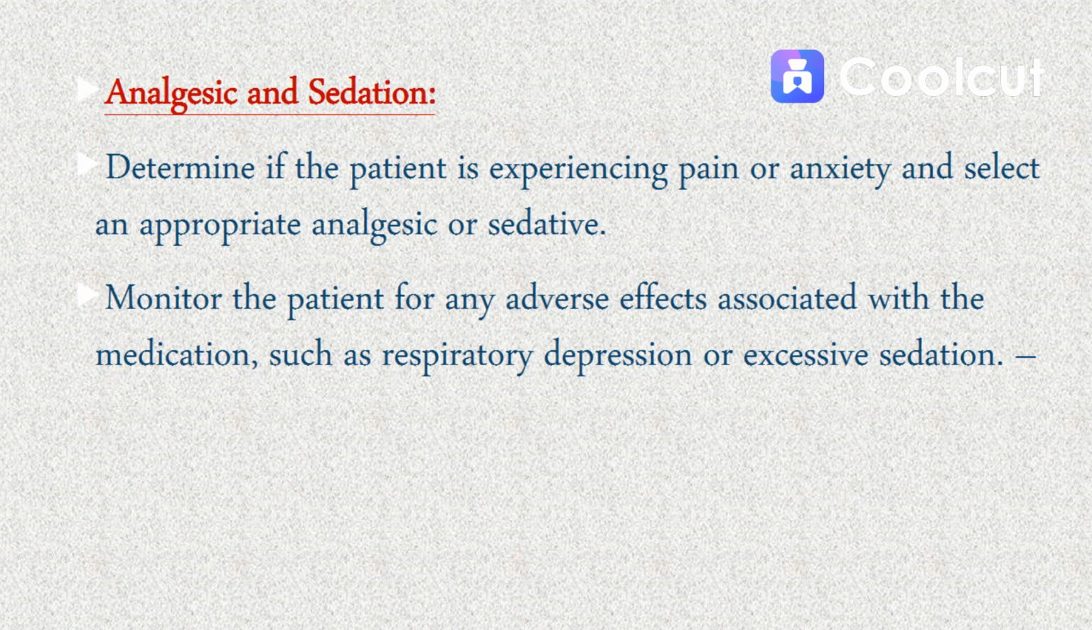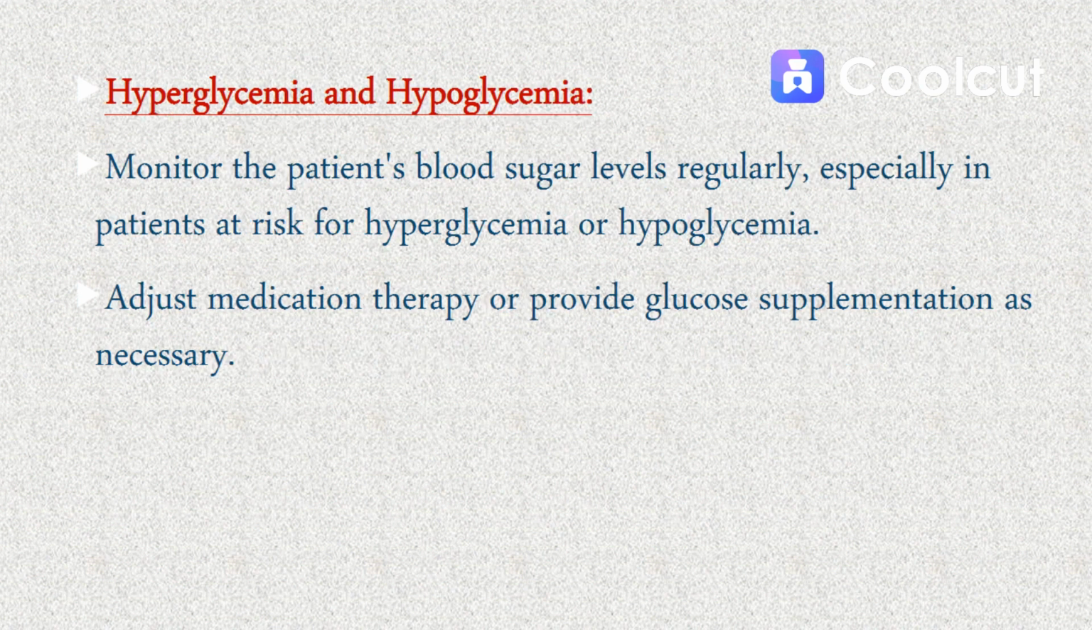Analgesic and sedation. Determine if the patient is experiencing pain or anxiety and select an appropriate analgesic or sedative. Monitor the patient for any adverse effects associated with the medication, such as respiratory depression or excessive sedation. Hyperglycemia and hypoglycemia. Monitor the patient's blood sugar levels regularly, especially in patients at risk for hyperglycemia or hypoglycemia. Adjust medication therapy or provide glucose supplementation as necessary.